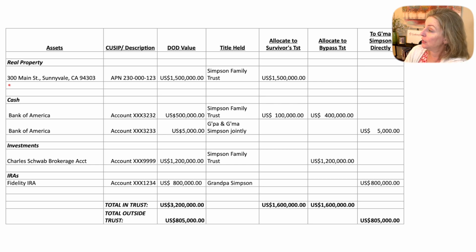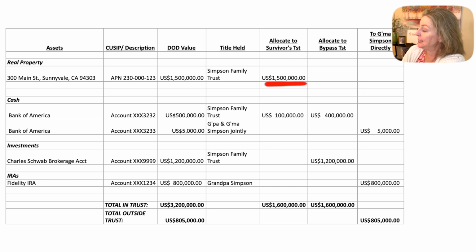So we have the real property. Well, Grandma may want to sell that property, or she might want to get a mortgage on the property. She might want to refinance it. Now, given the current mortgage rates, she may not, but she might want to. She might want to pull out some equity. And it's much easier to do that when that's in the survivor's trust, which is a revocable trust, all right? So we've decided to put that house in the survivor's trust.